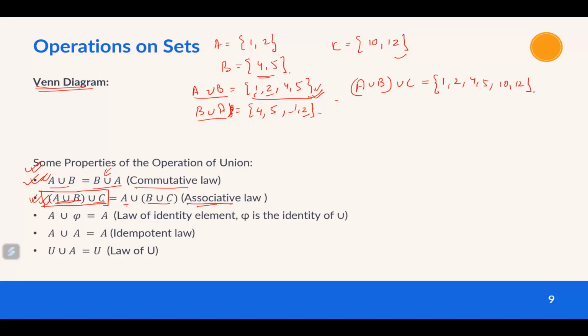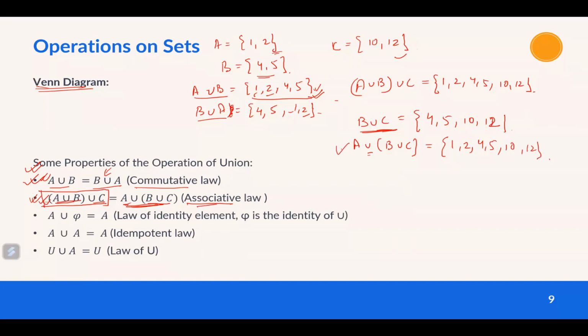Now the right hand side of the expression says you have to perform B union C first. So B union C will contain the elements 4, 5, 10 and 12. Now to this you have to union A, so you will get A union B union C. This is the set B union C, and to this you have the set A and you perform the union operation. So it will contain the elements of A which are 1, 2 and the elements of B union C which are 4, 5, 10 and 12.